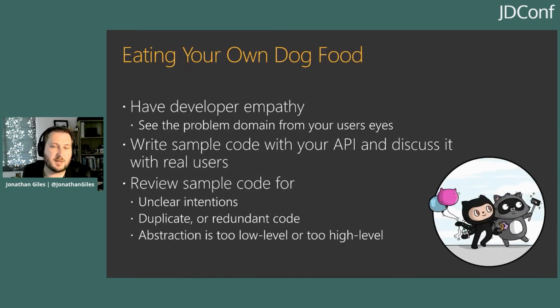So a lot of this boils down to eating your own dog food, as the saying goes. We've got to have developer empathy. We've got to see the problem domain from the user's eyes and make sure that we're not solving problems that we like to solve as computer scientists, but rather solve the problems that our users have in wanting to use our APIs. It's very easy to get carried away when we're building an API to do cool things rather than the right thing. So we have to write sample code, discuss it with real users.